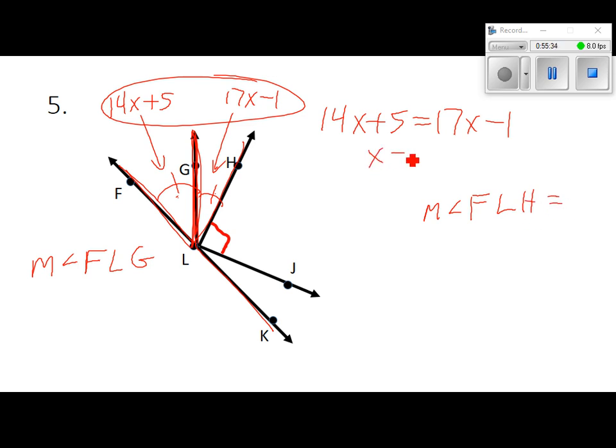Anybody figure out what x is yet? 2. Anybody else get 2? Got 3. Got 3? Got 2. 2? I got 2.